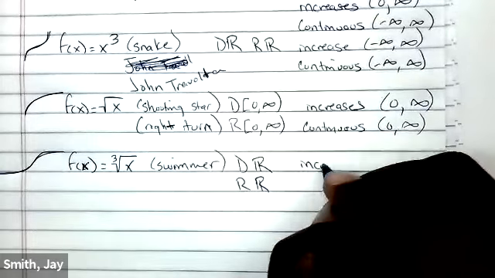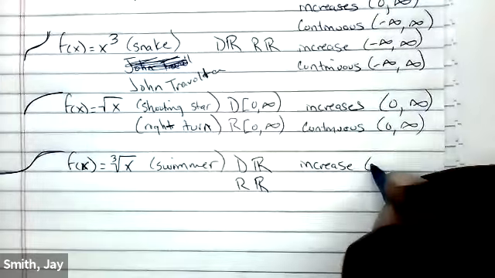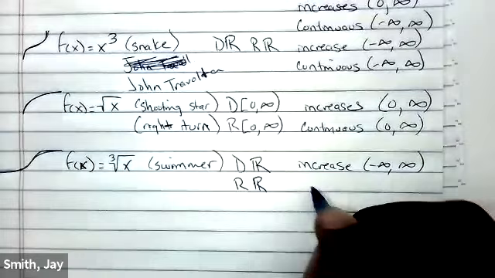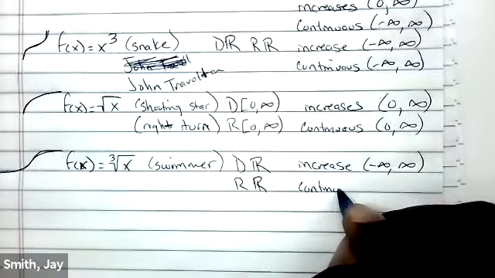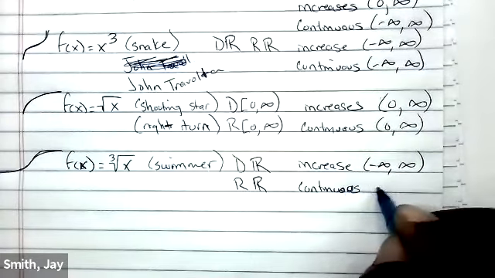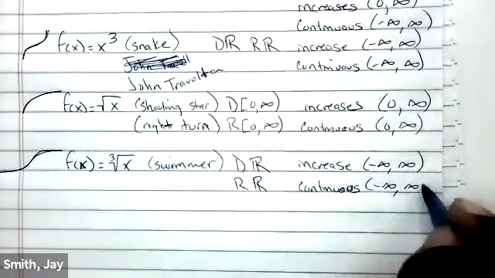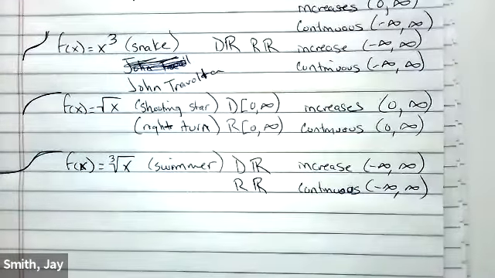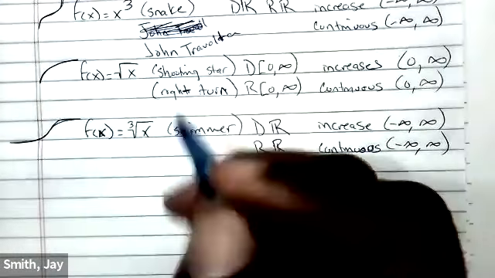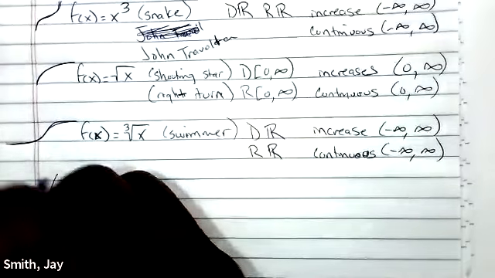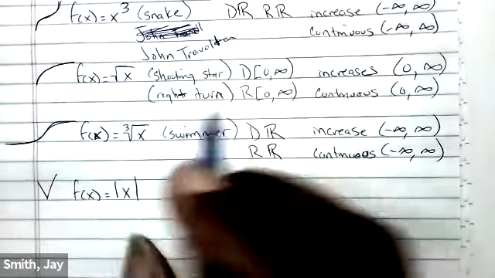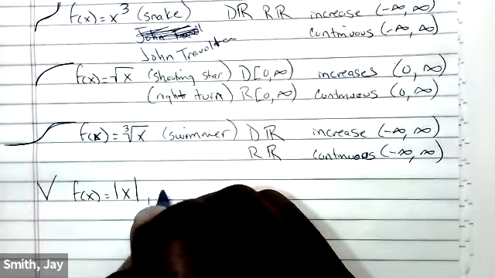This function increases from negative infinity to infinity. It's also continuous, from negative infinity to infinity. Last graph we need to know, the absolute value graph. It looks like a V. That's where the function f of x is equal to the absolute value of x.